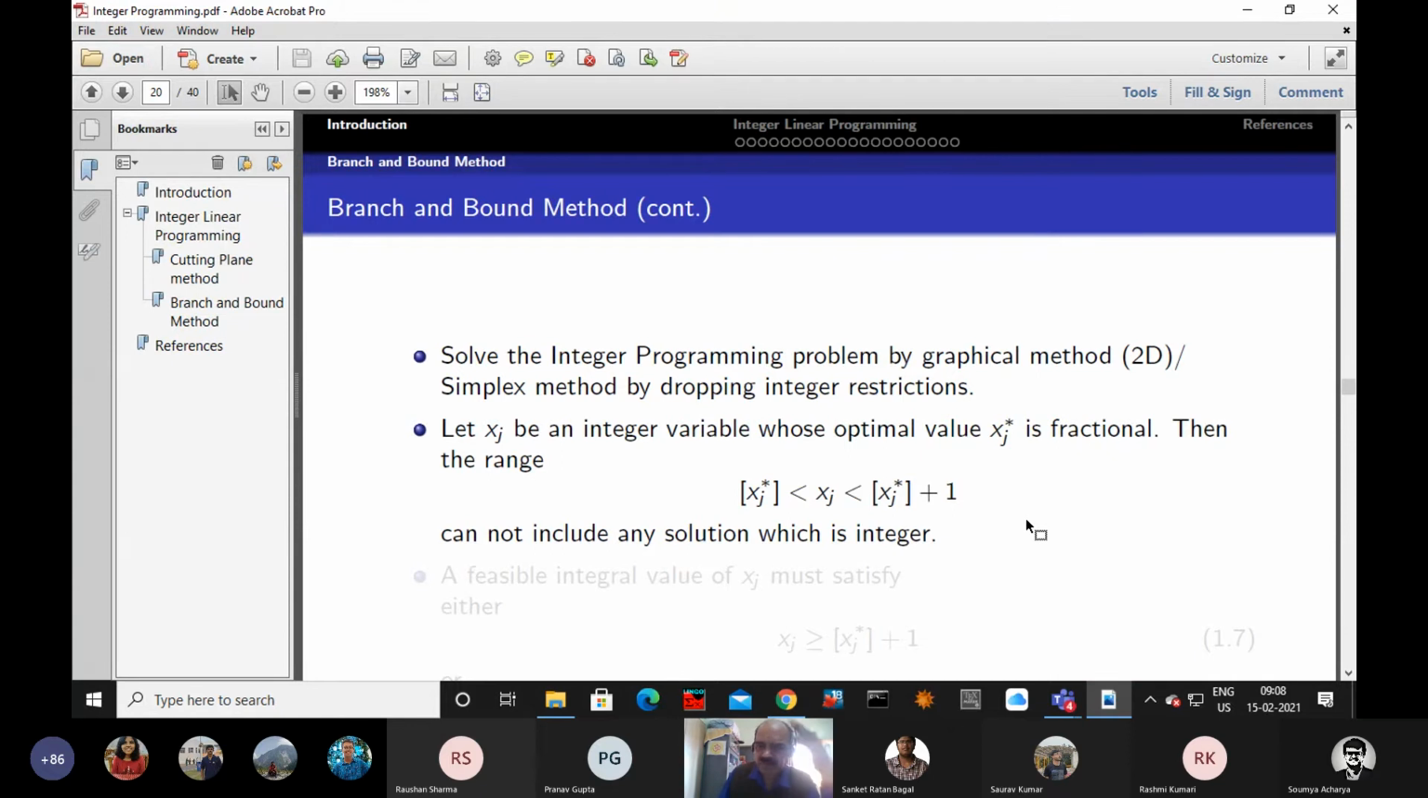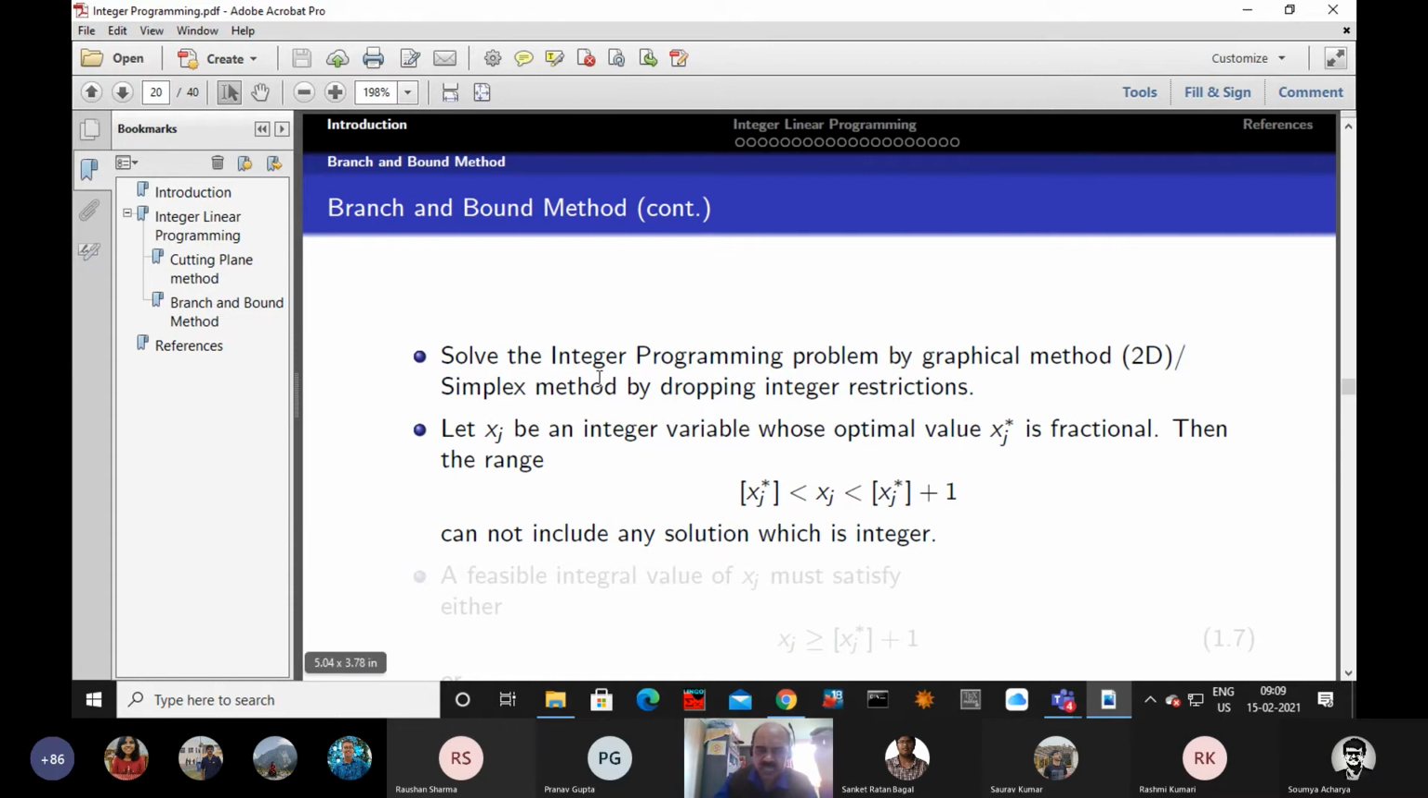Solve the integer programming problem by graphical method. Once you are solving by graphical method or simplex method, we simply forget the integer restriction. Let xj be an integer variable whose optimal value is fractional. Earlier we got x1 equal to 5/3 or x2 equal to 5/3. Once you say 5/3, it is not a whole number; it has some fractional part. Similarly here, if you are considering an integer variable, it is supposed to be integer, but if it is not, it has some fractional part.